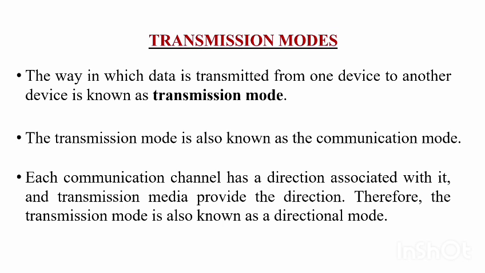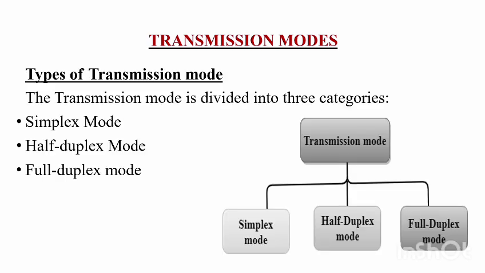Another topic is transmission modes. The way in which data is transmitted from one device to another is the transmission mode. It is also known as the communication mode. Each communication channel has a direction associated with it, so the transmission mode is also known as the direction mode. It has three categories: the first is simplex mode, the second is half duplex mode, and the third is full duplex mode.